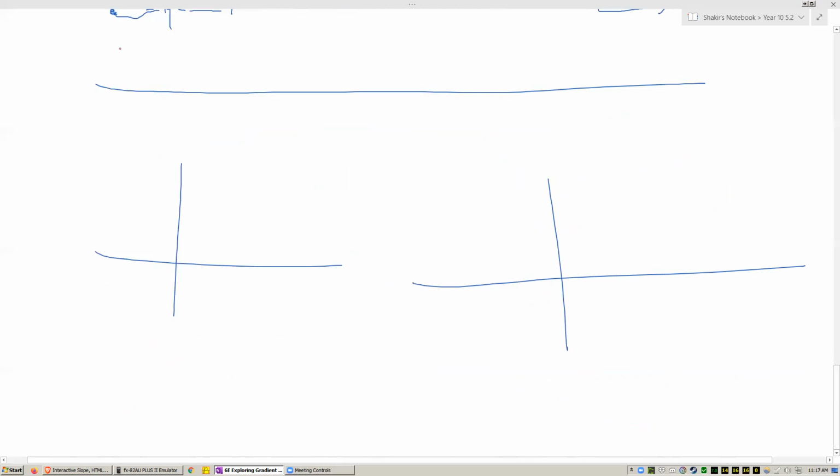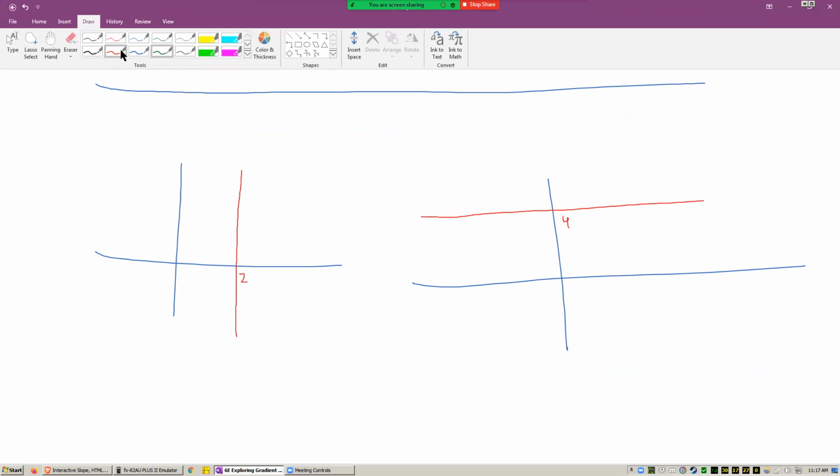vertical and horizontal lines. So let's say, for example, you had a line like this, and let's say that's 4. Let's say that's 2. How would you write the gradient of such a line?